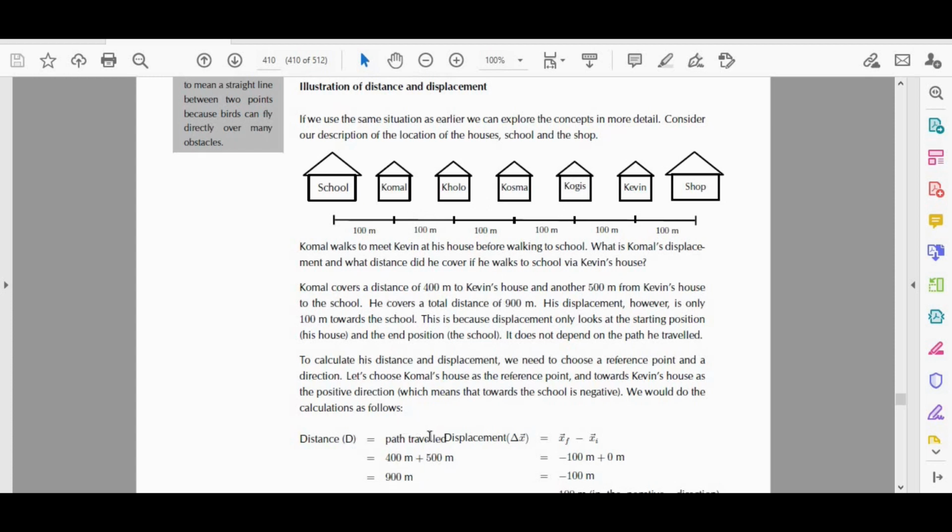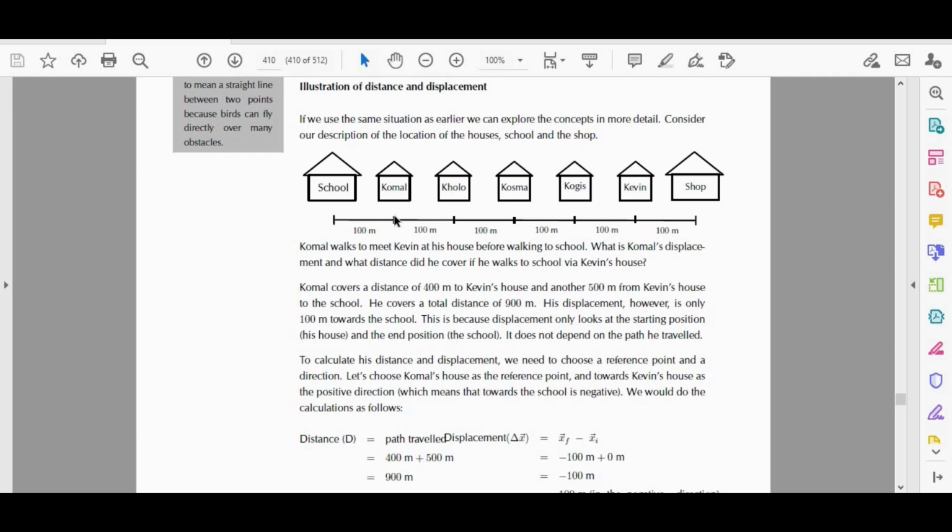Now, if you check the sum here, distance is your path traveled. So it's just 400 plus 500, which gives you 900 meters. But your displacement is only 100 meters, because displacement only looks at the starting position, his house, and the end position, which is his school. It doesn't depend on the path he has traveled.